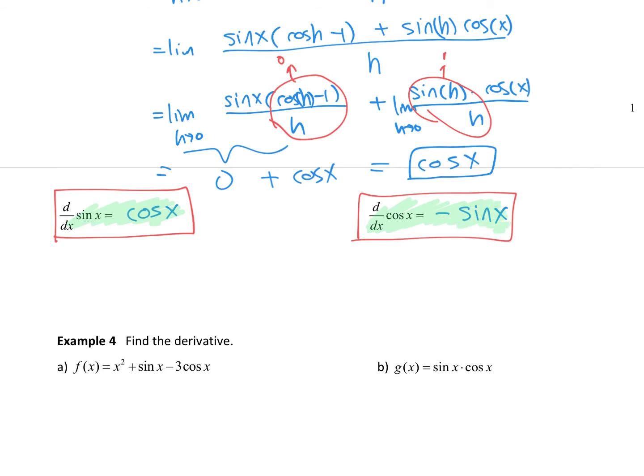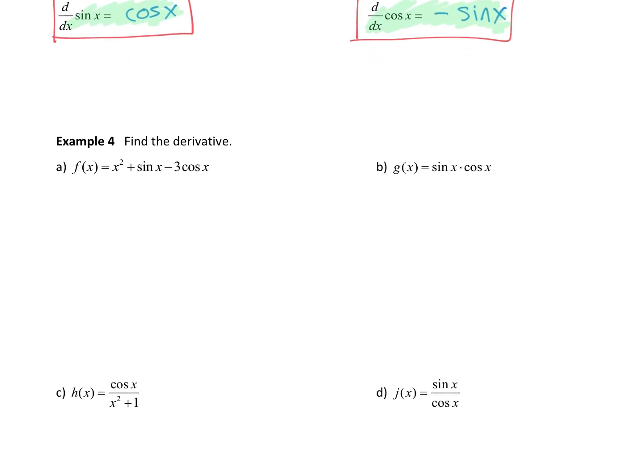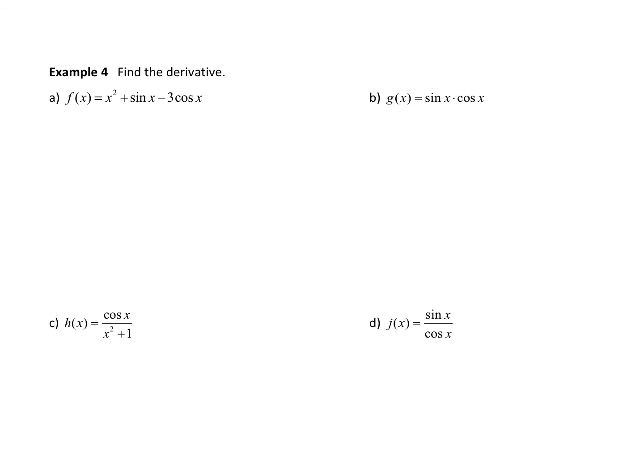All right, let's look at the next example then. Example 4. Find the derivative. I'll do a few, and then I'm going to have you try a bunch of them, okay? Let's do the first one. Find the derivative of x squared plus sine x minus 3 cosine x. All right, so f prime of x is, so we have 3 things added. So when things are added, it's pretty easy. I mean, it's easier. I just do each one separately and then add them.